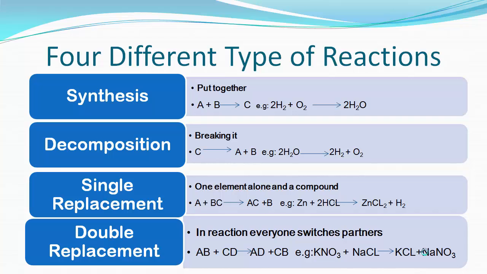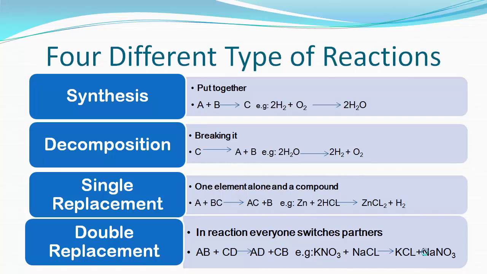So A is first, and it replaces C. So it takes A, D. Now C is first in the second one, and it replaces A in the AB, so it becomes CB.